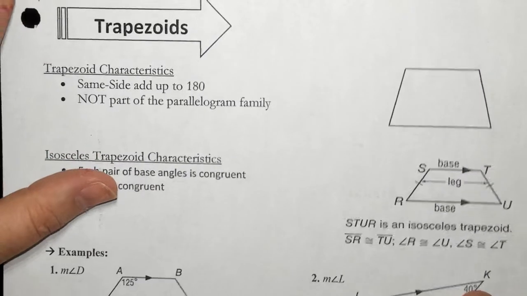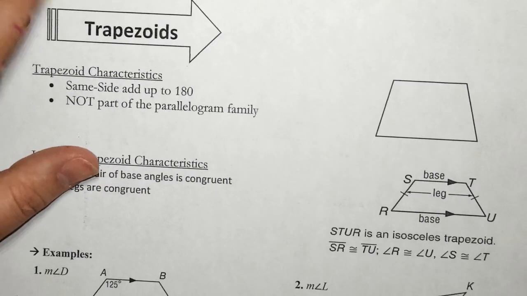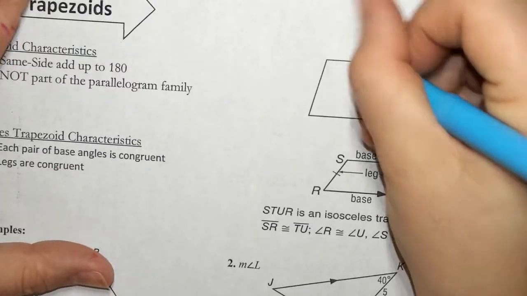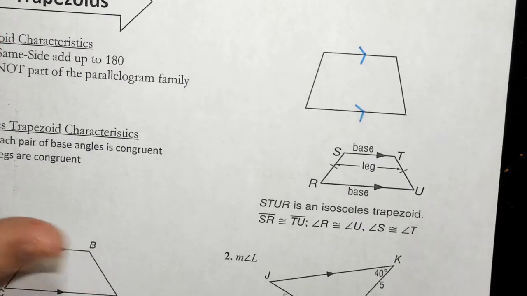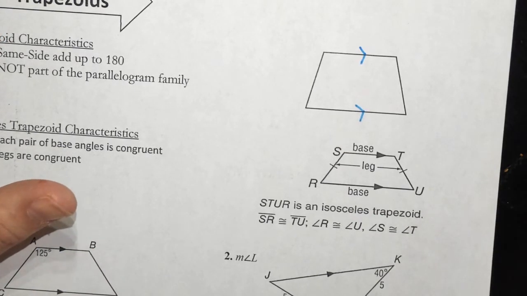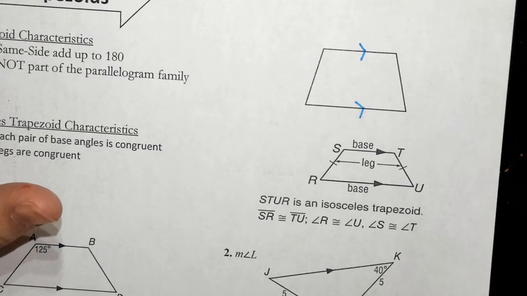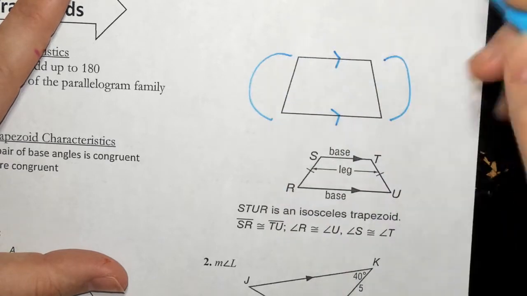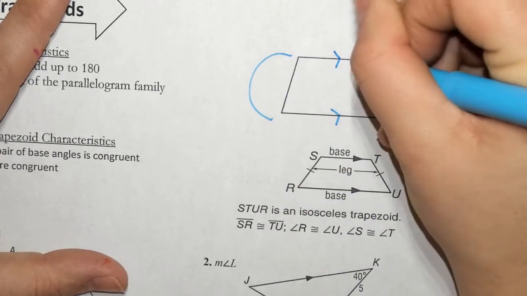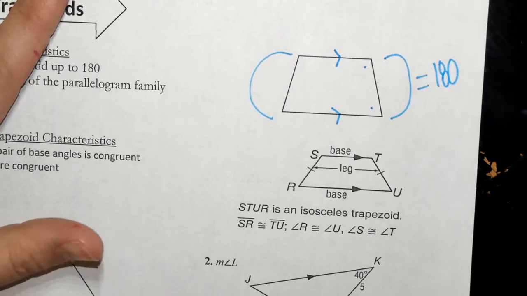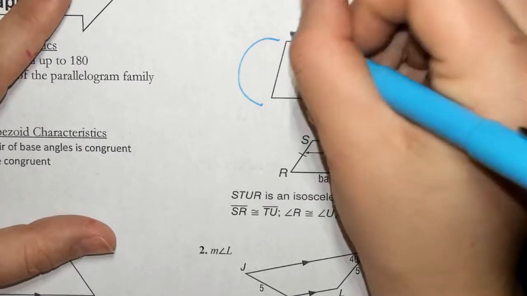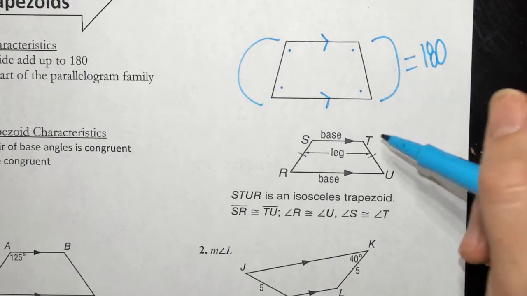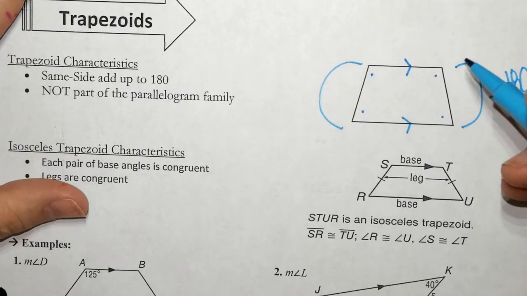Alright, so, here's a trapezoid. It's also a quadrilateral. The only difference is that there's only one set of parallel sides. And so, this top and bottom, those are parallel. Okay? These two angles on the sides have to equal 180. So this angle and this angle have to equal 180, and this angle and this angle have to equal 180. Okay, so this is just a standard trapezoid.